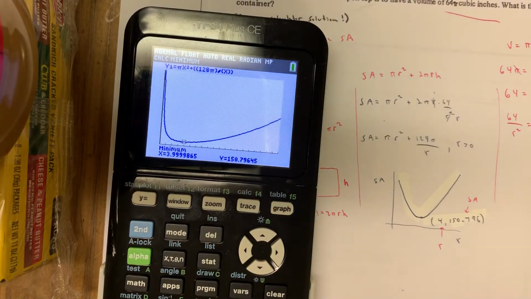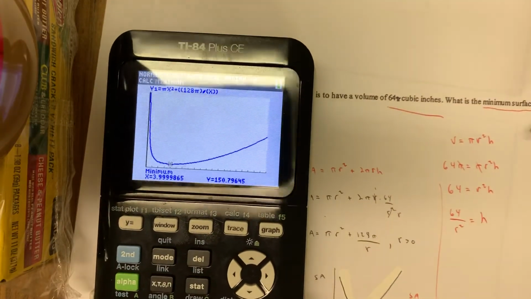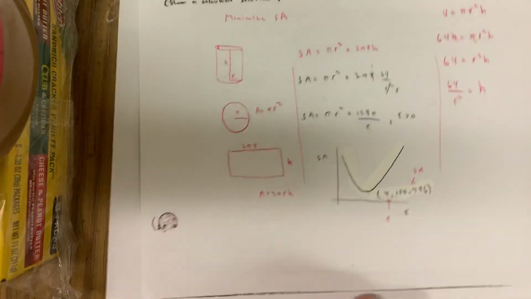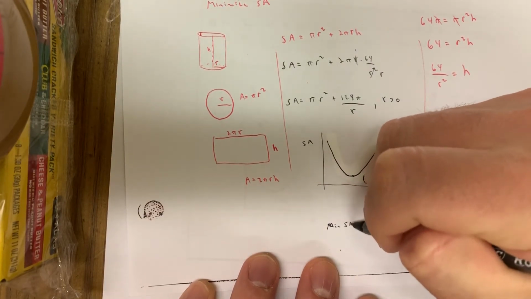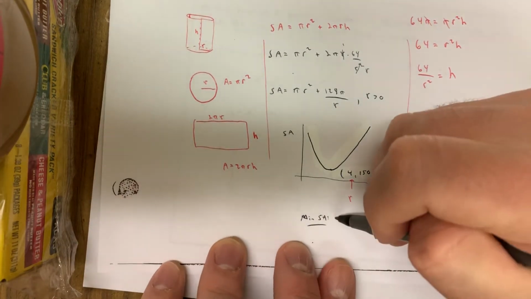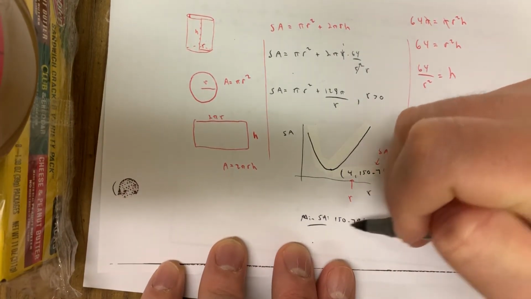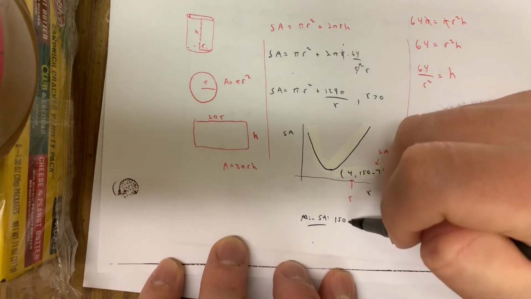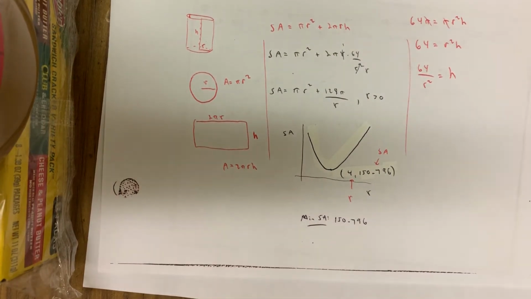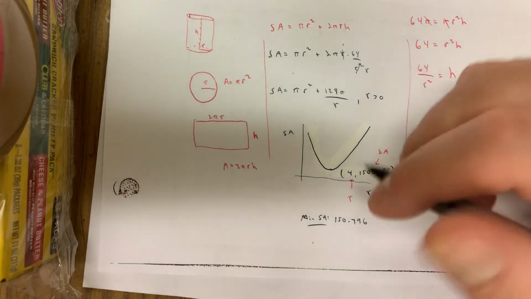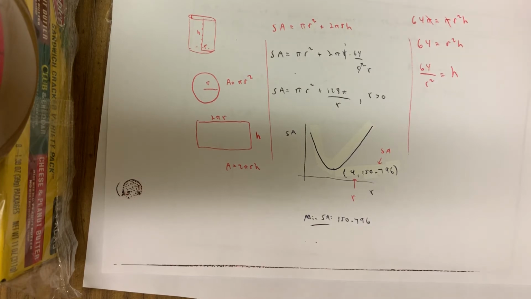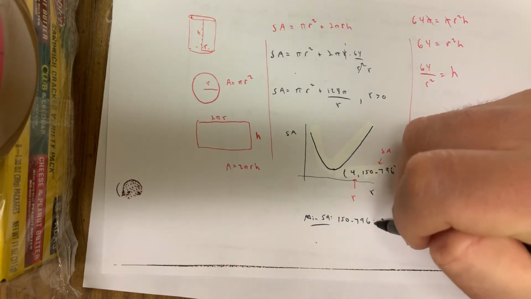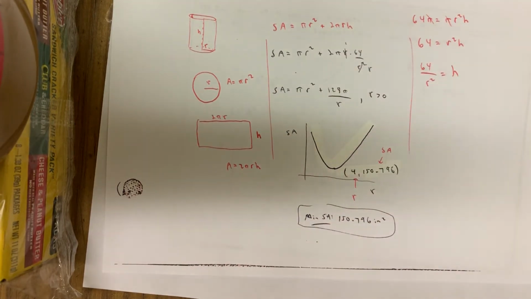Don't forget to answer the question. They actually want to know what is the minimum surface area. That's what it says over here. So min surface area is equal to 150.796. And I can hear you guys yelling right now, units! I need units. Anyway, so units right here. Cubic inches was what the volume was in terms of, so the radius would be in terms of inches, but the surface area would be in terms of square inches, okay? Because it's actually a measurement of area.